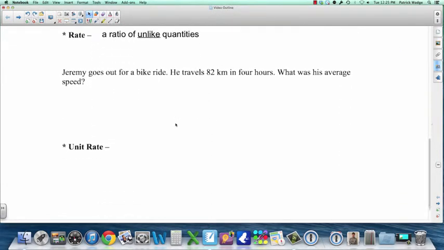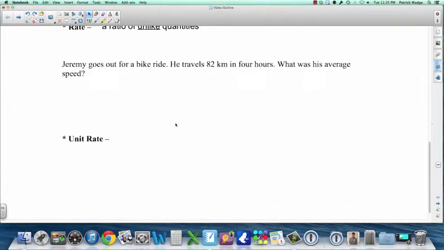Jeremy goes out for a bike ride. He travels 82 kilometers in 4 hours. What was his average speed? That sounds like a rate, doesn't it? A rate, like his speed in this case. So let's see. He travels 82 kilometers in 4 hours.